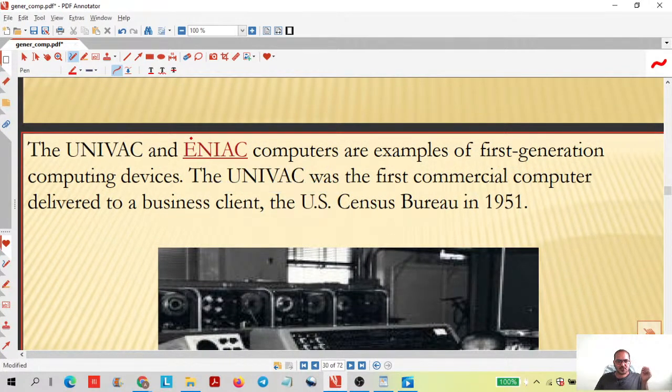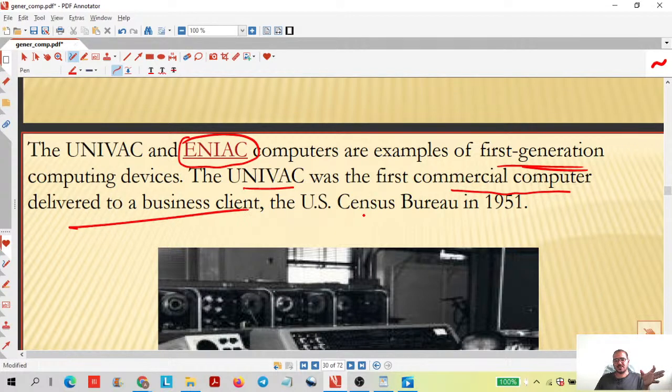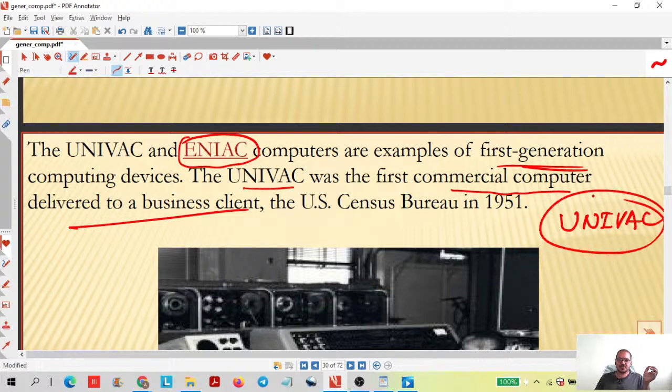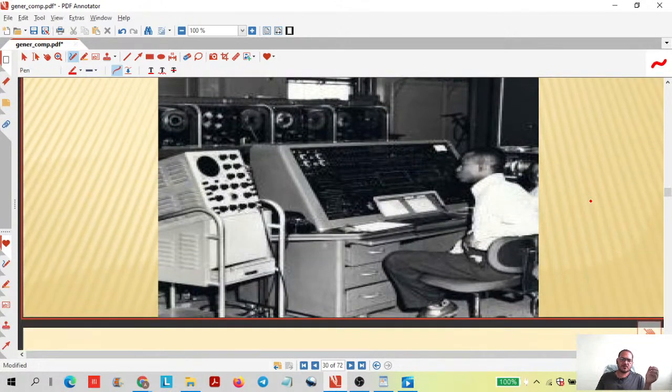Just now we have seen the video of ENIAC. ENIAC computers are examples of the first generation computer. Also, one more computer was developed in the first generation, that is UNIVAC. We can say it is the first commercial computer, delivered to a business client. UNIVAC is the first commercial computer. Here you can see the picture of UNIVAC.